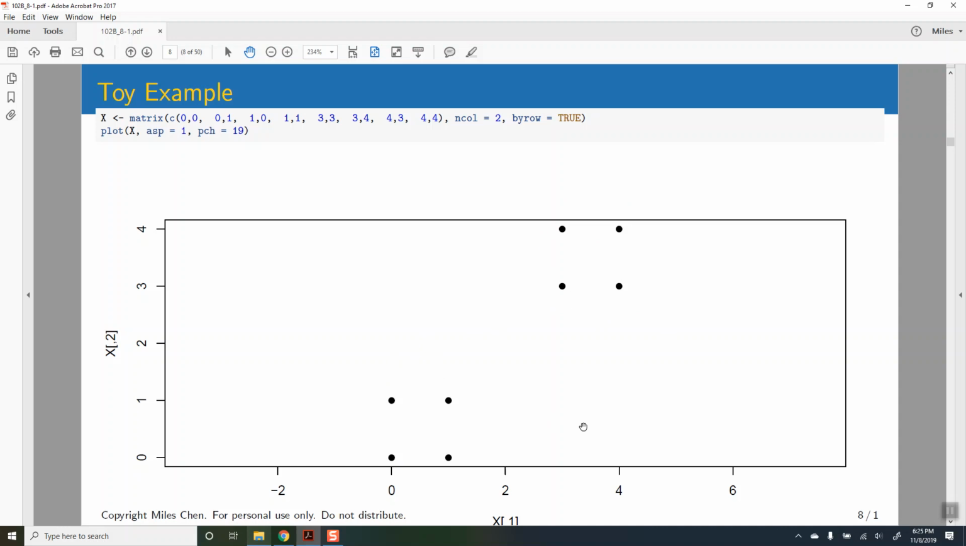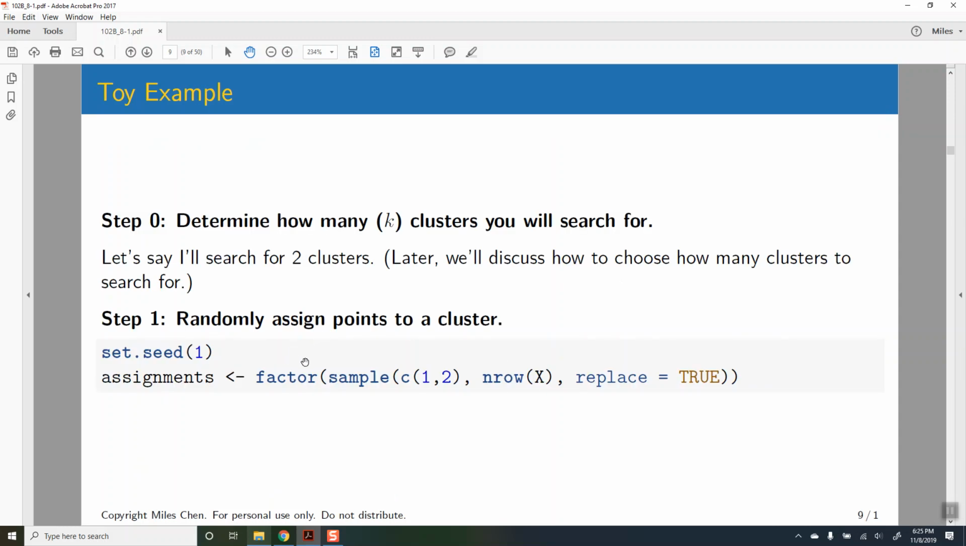How does the k-means algorithm work? Step 0 is: how many clusters are we going to look for? We're going to say, look for 2 clusters. It's not a trivial thing. On this data set it's obvious, but it might not be so obvious. Anyway, you say we're going to look for 2 clusters. And then the first thing we do is randomly assign all of these points to one of the 2 clusters.